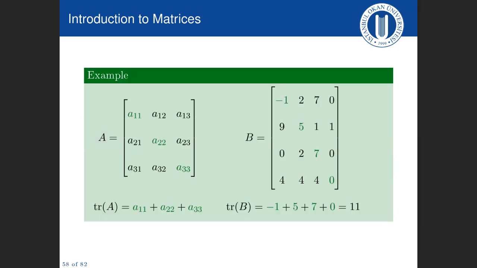So, for example, there are two matrices here, A and B. These are both square matrices. A is a 3 by 3 matrix and B is a 4 by 4 matrix. And I've put the main diagonal in green. Take these green entries and add them together to get the trace. For example, the trace of B is -1 plus 5 plus 7 plus 0, which is 11. The trace of a matrix is a number. We'll be using transpose and trace later.